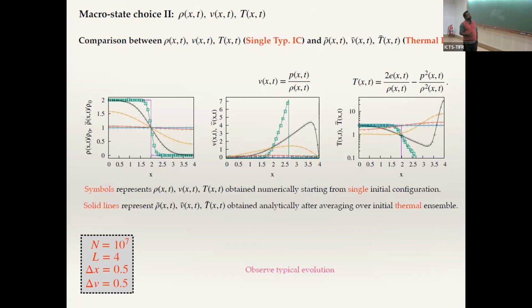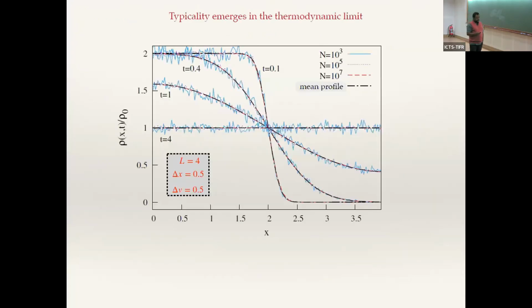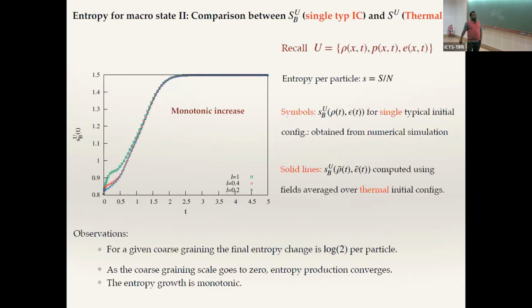This is the macrostate choice 2, where you consider density, velocity, and the temperature. Once again, we look at the evolutions, and they compare with the ensemble average and the single initial configuration, and they again agree with each other, which shows typical evolution. And this typicality emerges in the thermodynamic limit. This plot shows that as we increase n, the density profile matches with the thermal average very nicely.